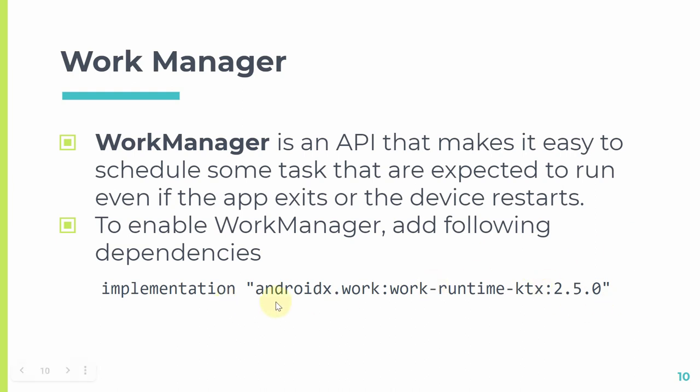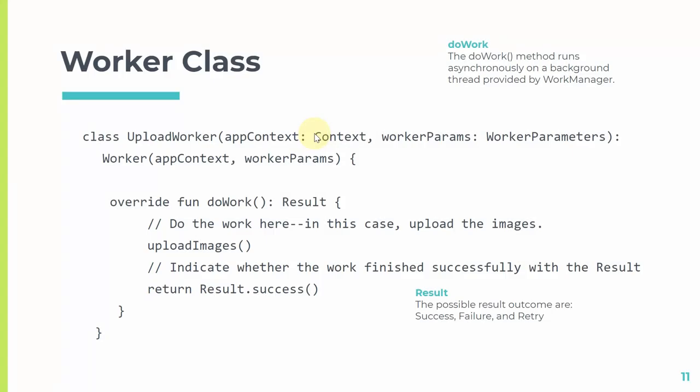Yeah, so you see the implementation androidx.work:work-runtime with version 2.5.0 here. Next, to work with the WorkManager API, you need to create a worker class. The worker class is basically an extension of Worker. It requires you to pass the context and the parameters here, and there is only one function that you need to implement, which is doWork.